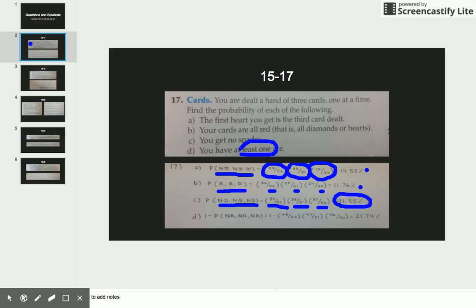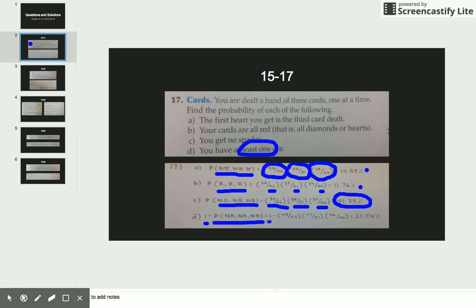Now that last problem is definitely the hardest because of this word, at least. I know that there's a lot of options. I could have one ace, two aces, or three aces. So I'm going to look at the complement. The complement would just be not a single ace. If I subtract what's not happening from one, I will have what I'm interested in. So I'm doing the complement of the at least, which is none.